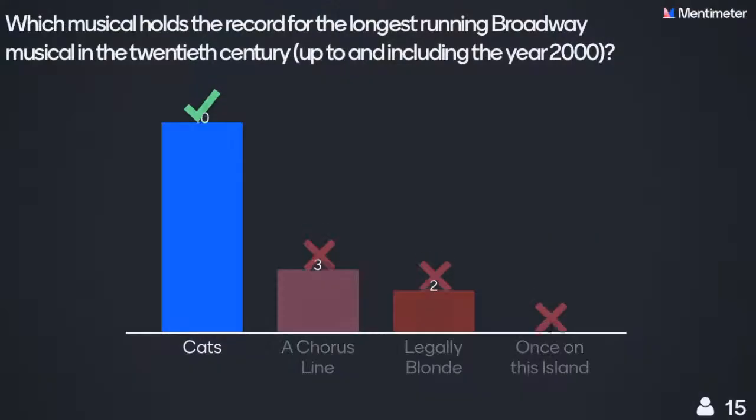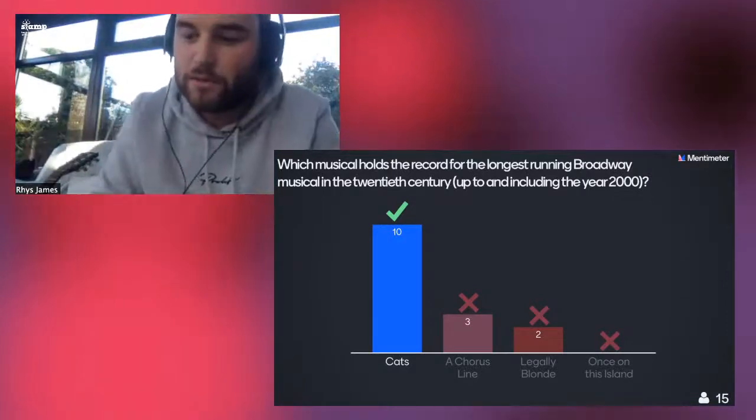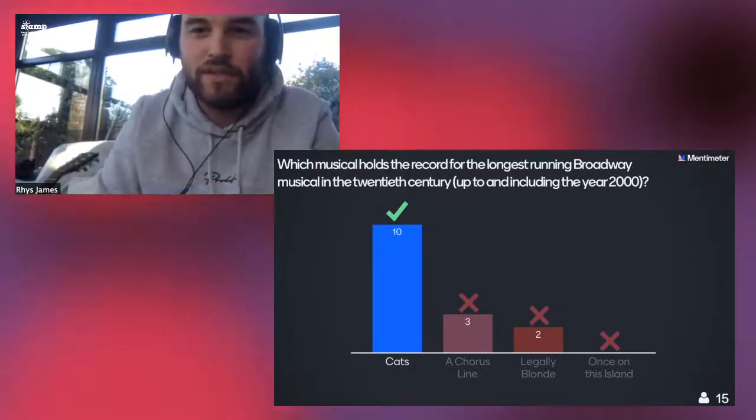And the answers are, let's have a look. Ten people going for Cats there, which is the correct answer. Good job, everybody. I don't even think Once on This Island... Oh, no, it was an older musical, wasn't it? It's been revived recently, but it did have a small break.